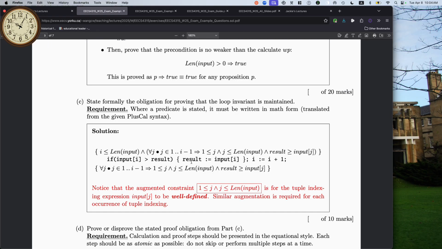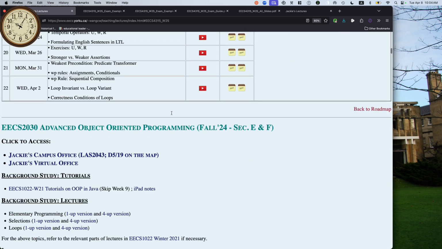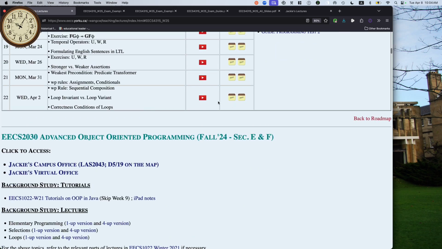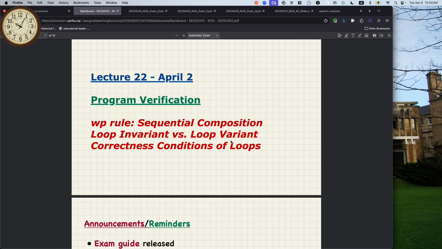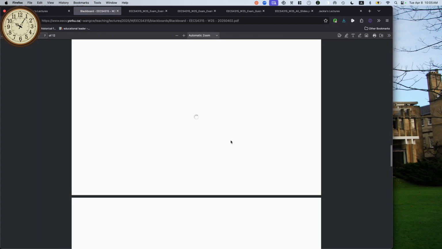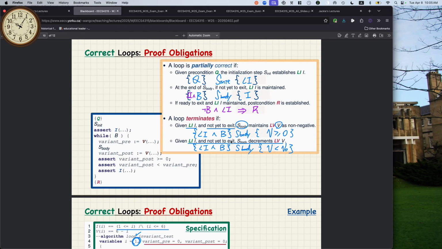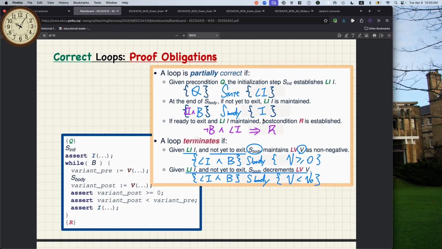All right, so this is one type of question. You want to state formally the proof obligation for the loop. And here we talk about the loop invariant being maintained, right? So this is the part you want to go back to in our last lecture. If you look at the iPad notes, you will see that over here at the end, we spoke about the proof obligation for the loops, and in the example question there's just one of them. It's about maintaining the loop invariant.